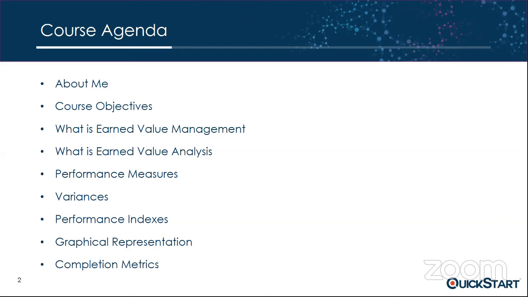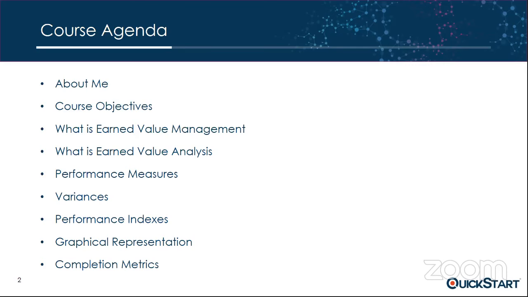First off, I want to tell you just a little bit about me. Won't take too long on that. We'll look at the objectives for this course. I'll provide you the definition of what is earned value management, and then also what is earned value analysis. And then we'll dive into performance measures, variances, performance indexes. We'll even look at a graphical representation of information, and then something called completion metrics.